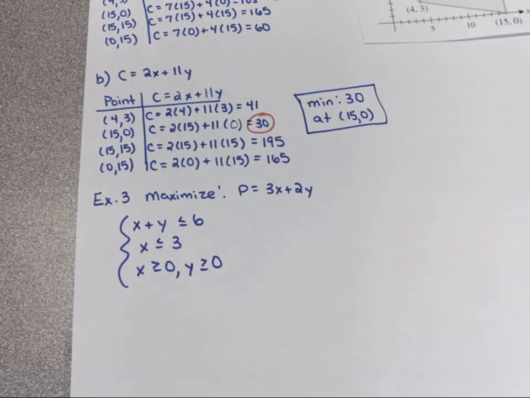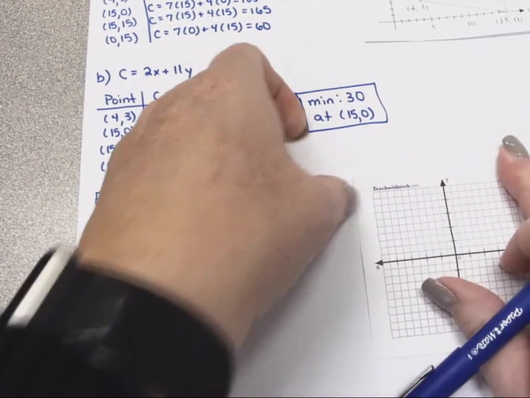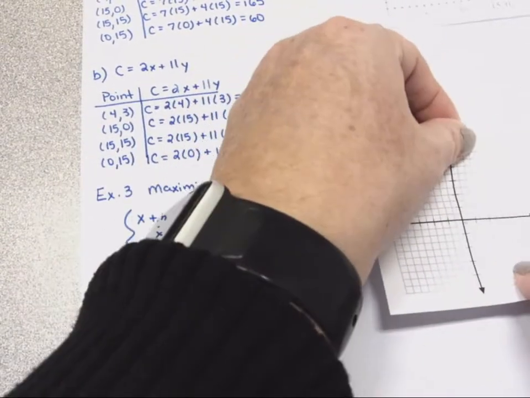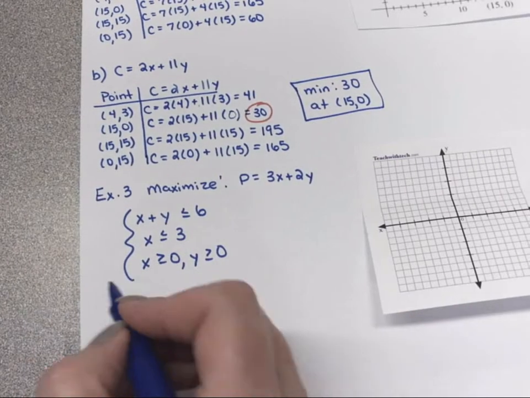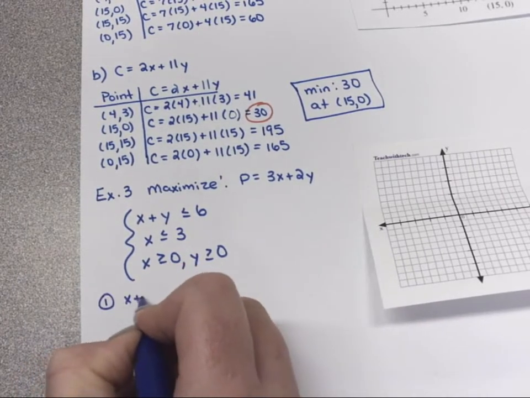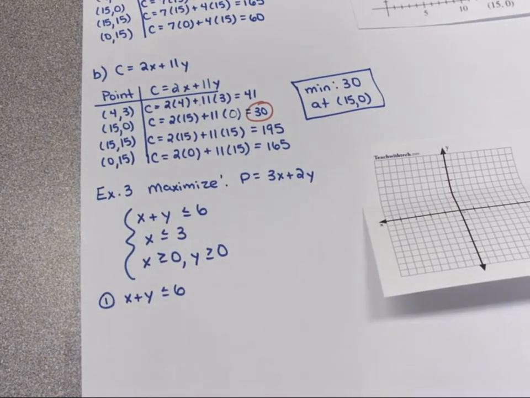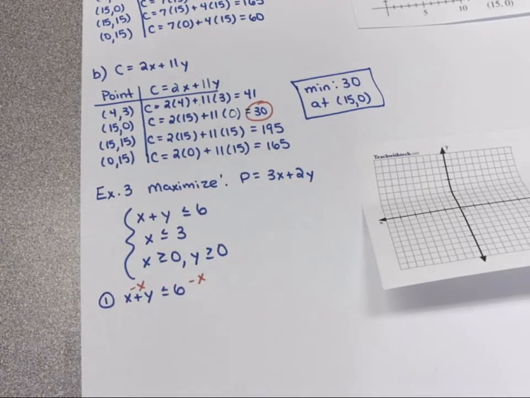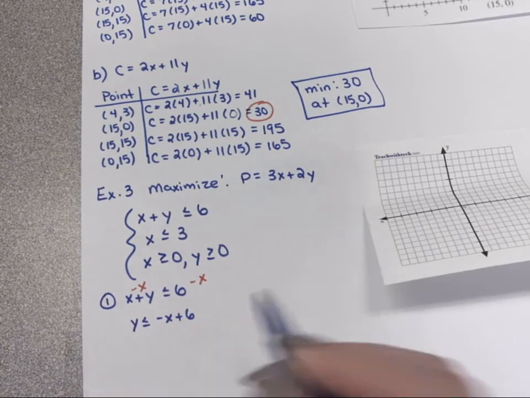So the first thing I need to do is to actually graph these things, okay? And so we're going to do the shading thing. What's the only equation I actually need to do any work on? Yeah, the first one, right? So x plus y is less than or equal to 6. Remember, we need to make these solve for y, so they look like y on one side. So it's going to be y is less than or equal to negative x plus 6.